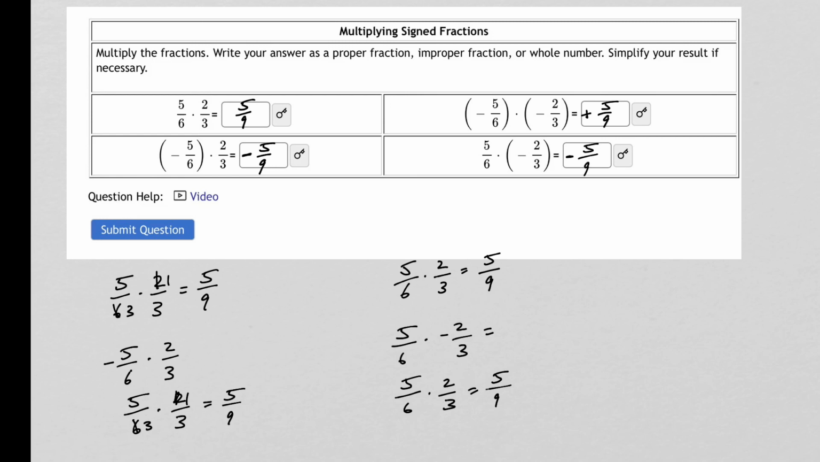Okay. So really, in every case, right, the absolute value of 5/6 or negative 5/6 was 5/6. The absolute value of positive 2/3 or negative 2/3 was 2/3. So I multiplied them together to get 5/9. And then I got the sign here by looking at the sign of the two factors, right? Positive times positive is positive. Negative times positive is negative. Negative times negative is positive, right? Same sign, positive. Opposite signs, negative. And then positive times negative is negative. Opposite signs.